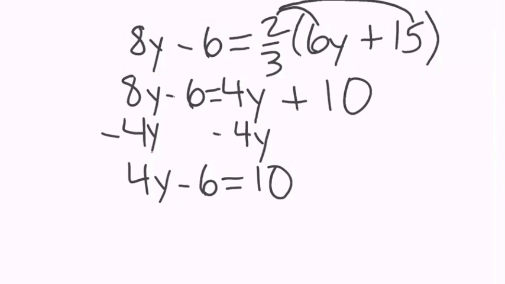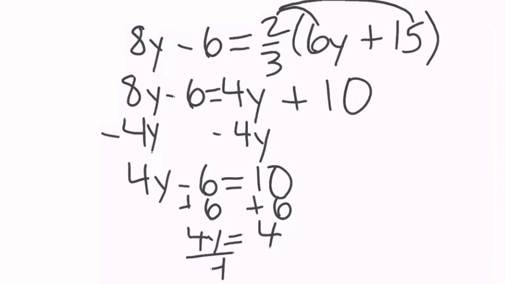Now I have a two-step equation that we've all learned how to solve. We're going to add 6 using the addition property of equality to get 4y equals 4, and finally divide by 4. And end up with y equals 1.